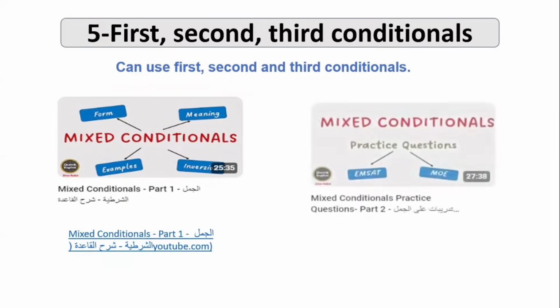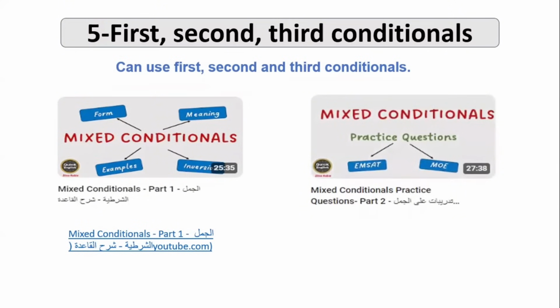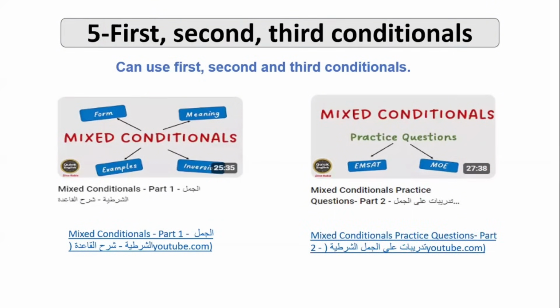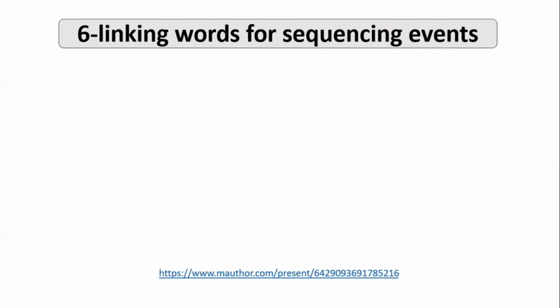The first one includes an explanation of all the three types of conditionals and also the mixed ones, because sometimes you mix two types. You'll find an explanation of this. And in the second part, you will have many exercises related to this area. Okay, then the last one about the prerequisite grammar is the linking words for sequencing events.